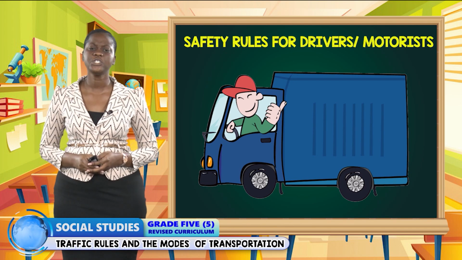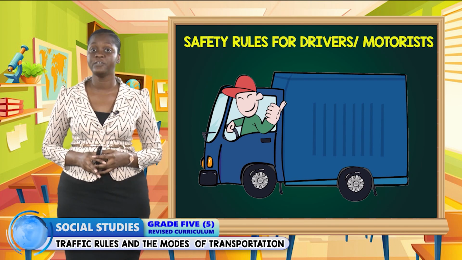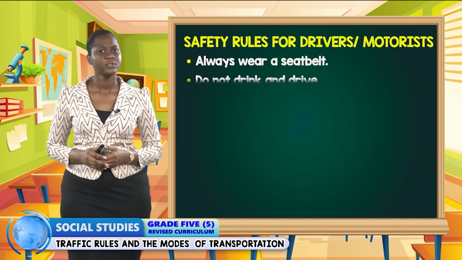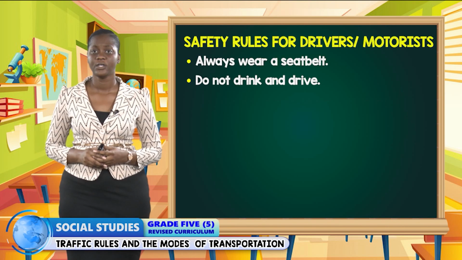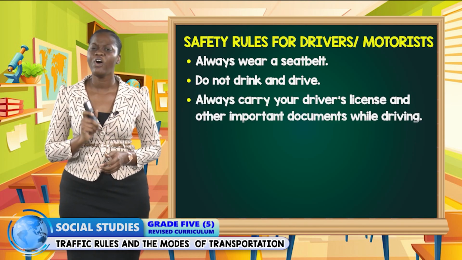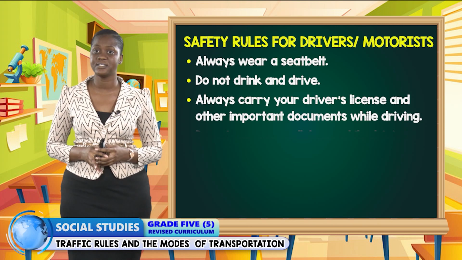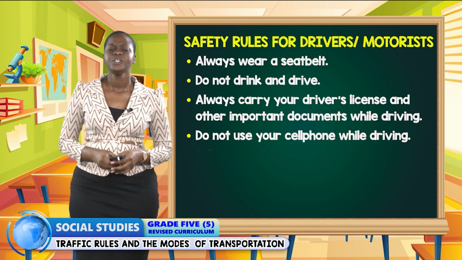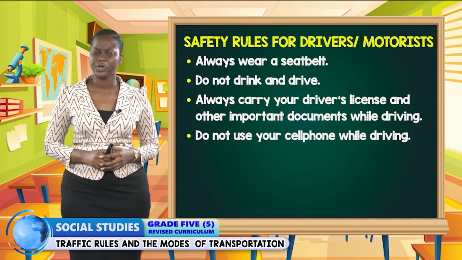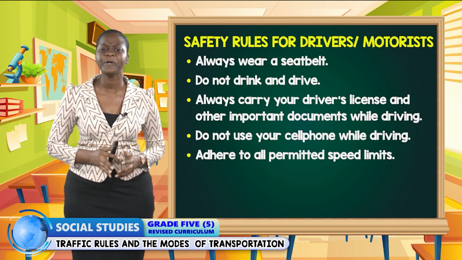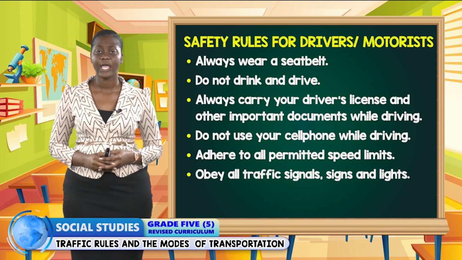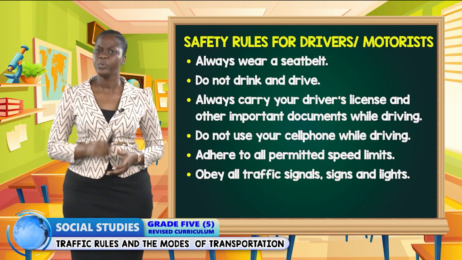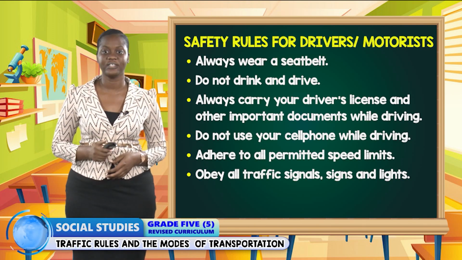Let's move on to traffic rules that should be observed by drivers. Always wear a seat belt. Do not drink and drive. Alcohol, of course. Always carry your driver's license and other important documents while driving. Do not use your cell phone while driving. Adhere to permitted speed limits and obey all traffic signals, signs, and lights. We will come to that area shortly.